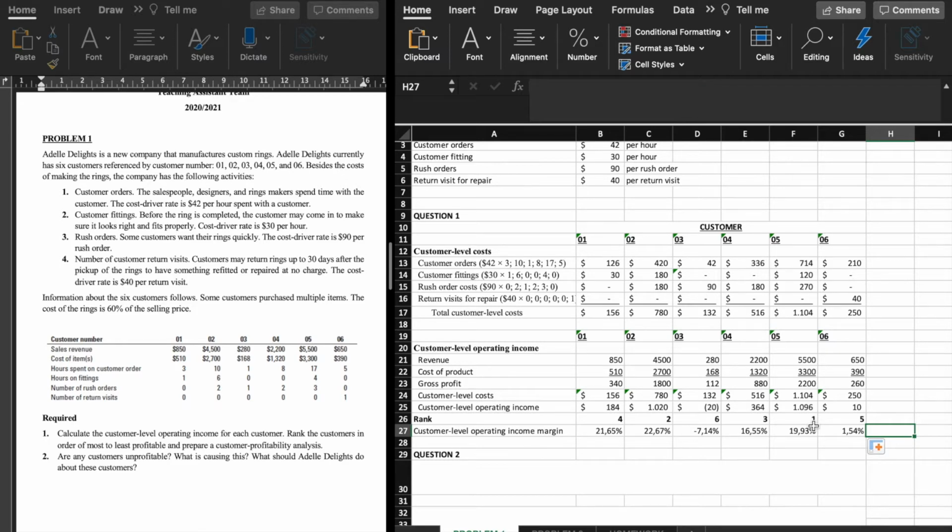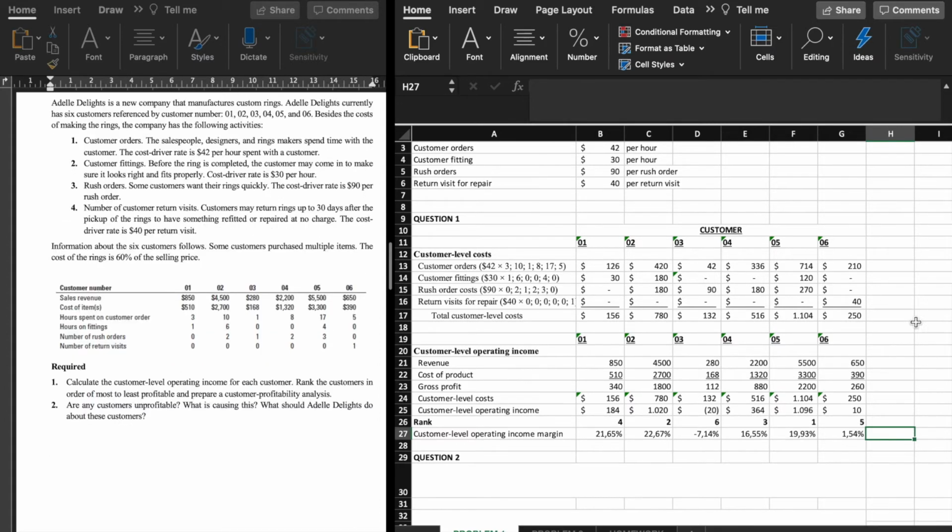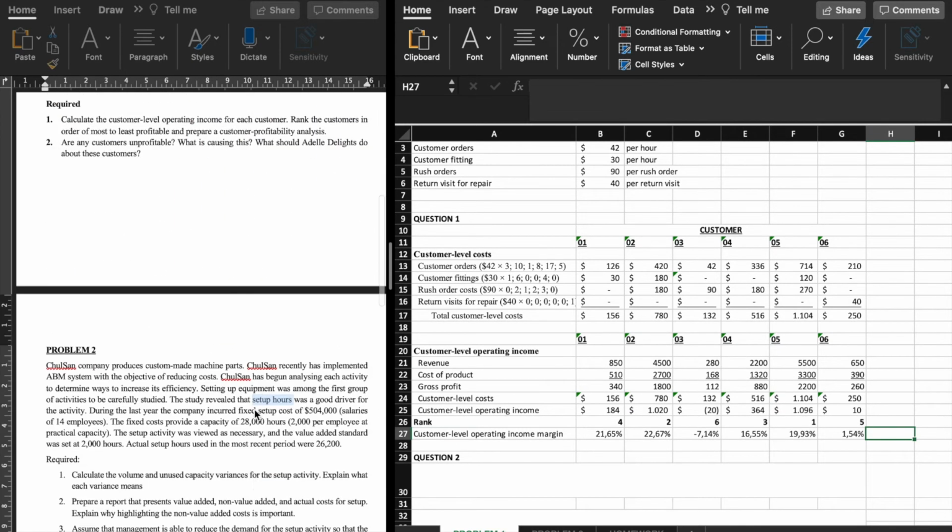Adele could make these customers more profitable by charging more for rush orders and increasing the selling price, or requiring a minimum total revenue for free post-sale service. Whatever decision it takes, Adele Delights must also consider the effect that the decision might have on sales. Move on to problem 2.